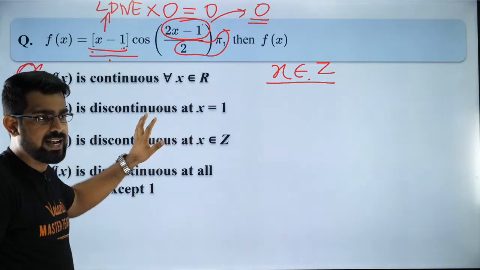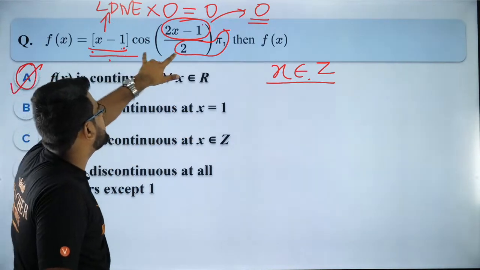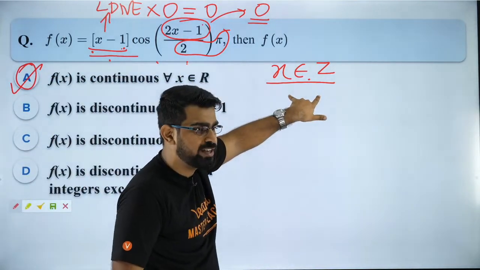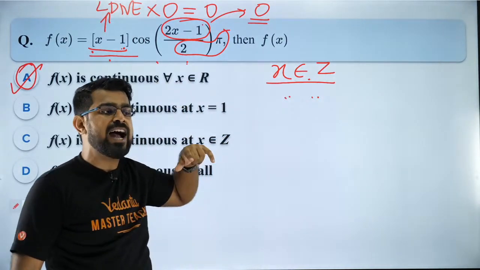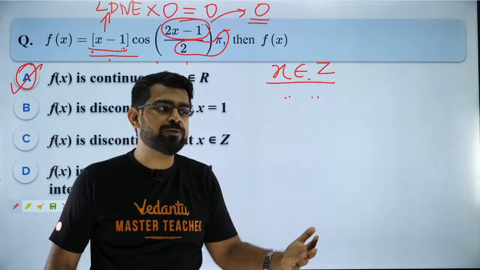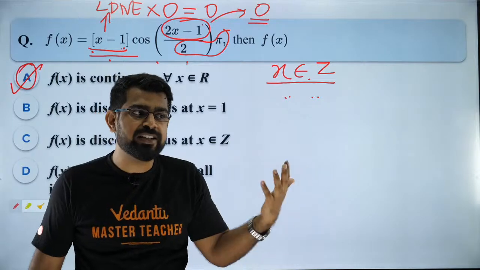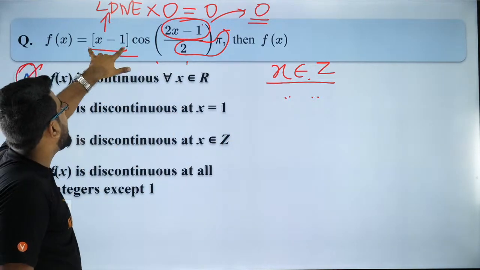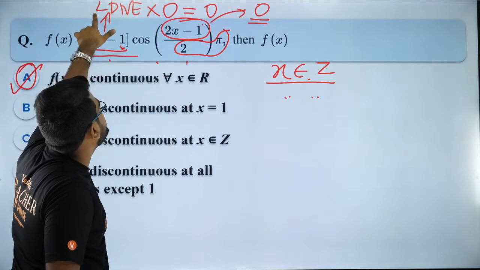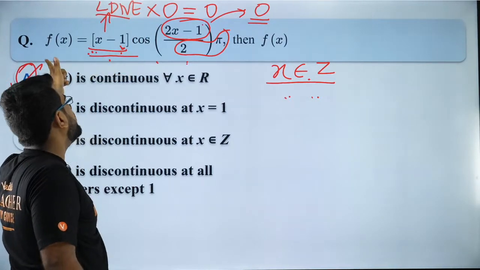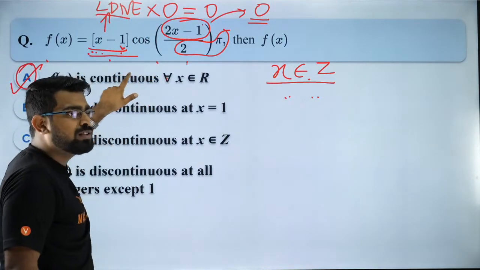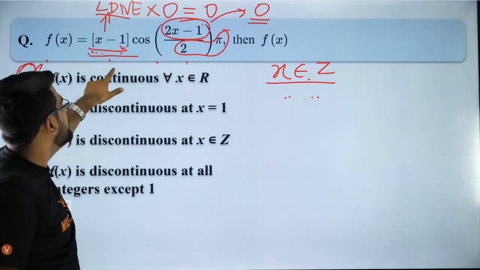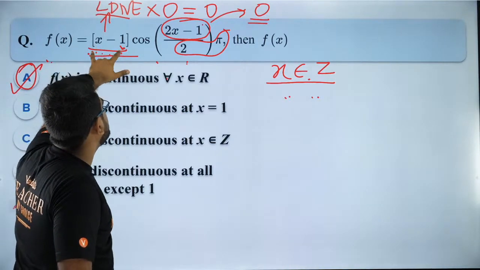This is the way to do it, guys. So you need to break it and see only at those suspicious points. So we have suspicious points at your integers, isn't it? So at your integers, you try to check it. And my GIF will not have limit existing, because my left hand limit and my right hand limit will both be different. So since my LHL and RHL are different, limit will not exist.